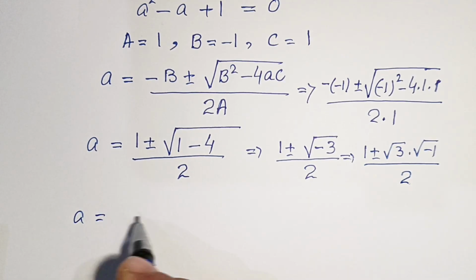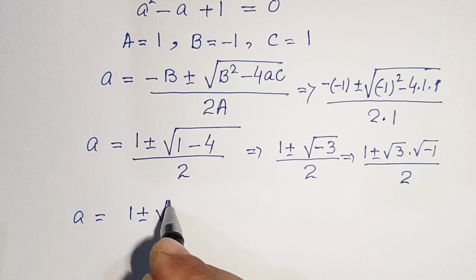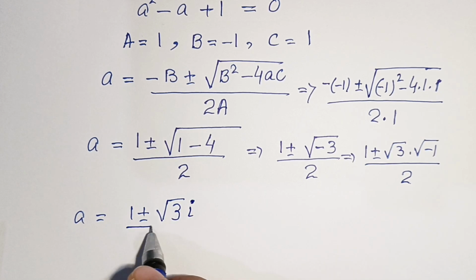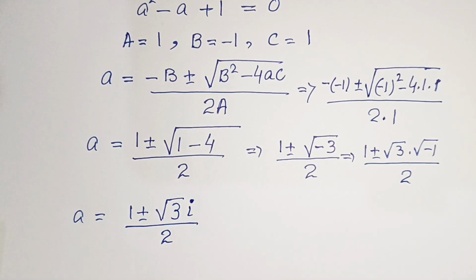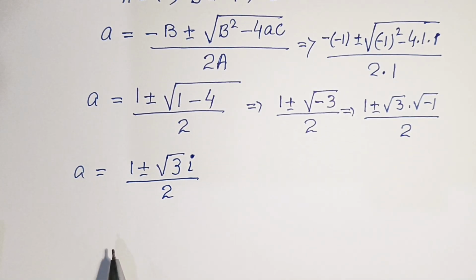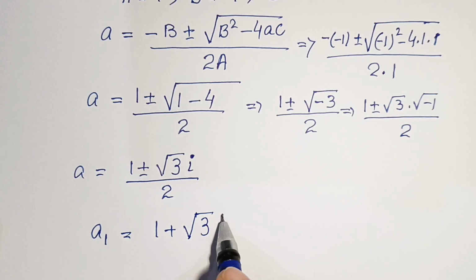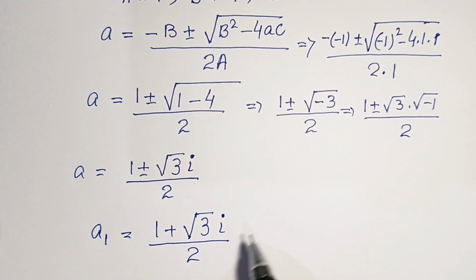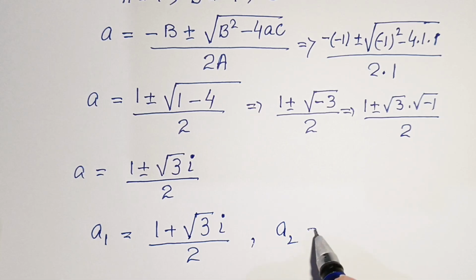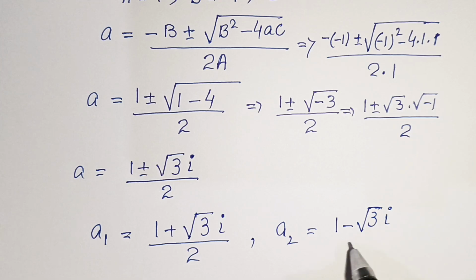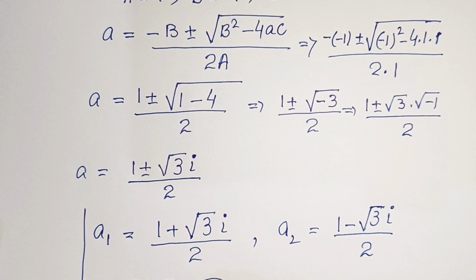So a is equal to 1 plus minus square root of 3 times i, all over 2, since the square root of minus 1 is equal to i. Now we have two possible cases for the values of a: the first is a1, which is 1 plus square root of 3 i over 2, and a2 is 1 minus square root of 3 i over 2. So these are our two values of a.